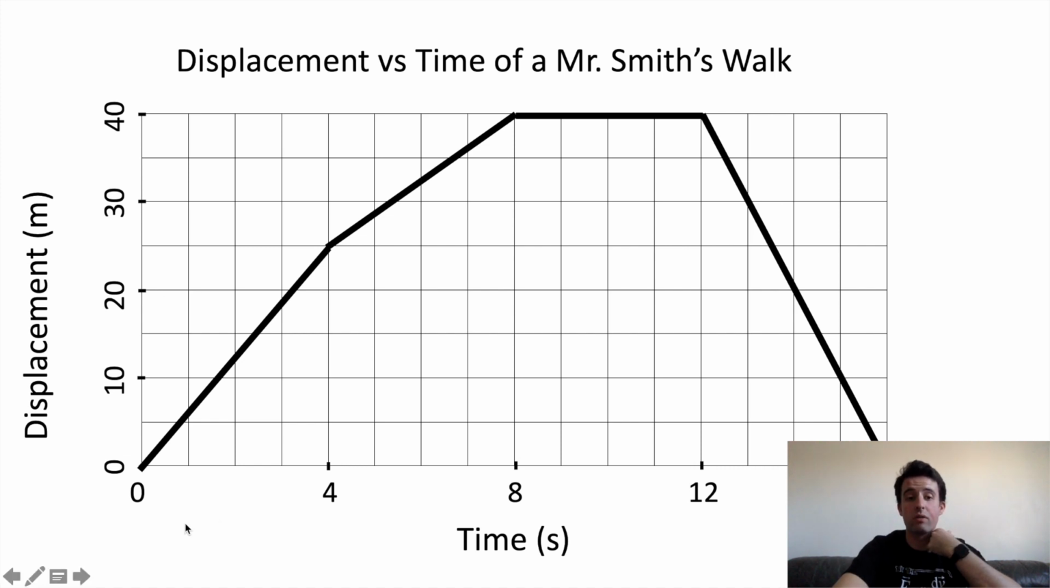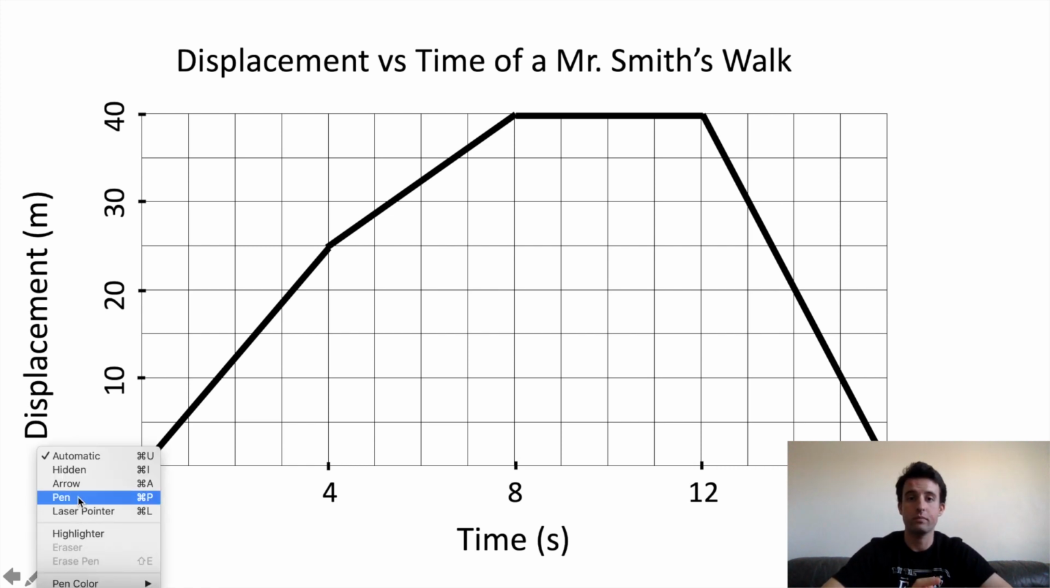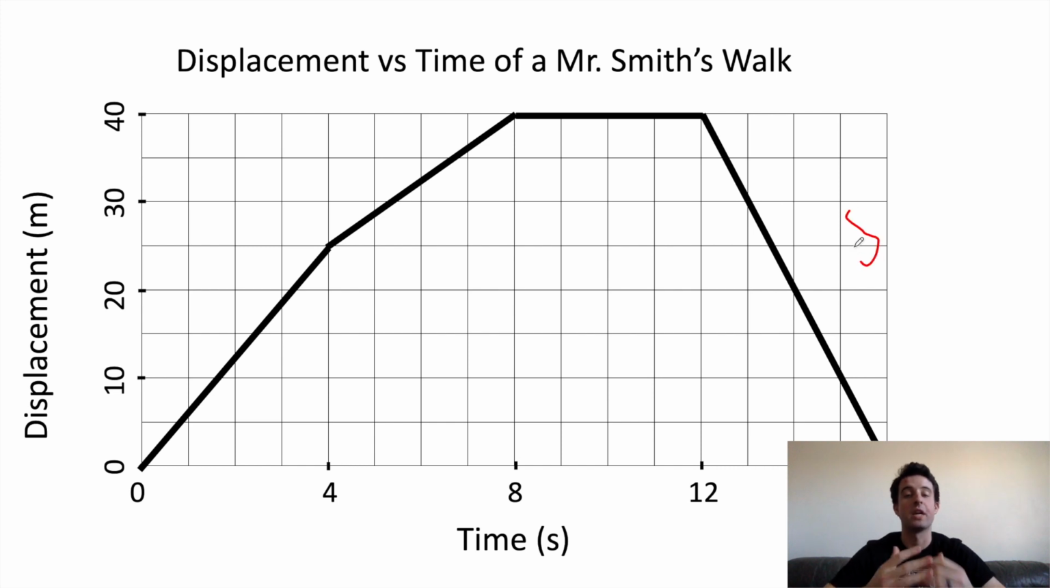So if you look at the graph, it tells you in the first 4 seconds, I travel 25 meters. In the second 4 seconds, by 8 seconds, I travel another 15 meters to get to the total of 40. Then from 8 to 12 seconds, you'll notice that my displacement doesn't change. And then from 12 seconds to 16 seconds, I walk from 40 meters all the way back to 0 meters. So, how much distance did I actually cover here in the walk? The answer is 80 meters. I covered 80 meters of space in these 16 seconds.